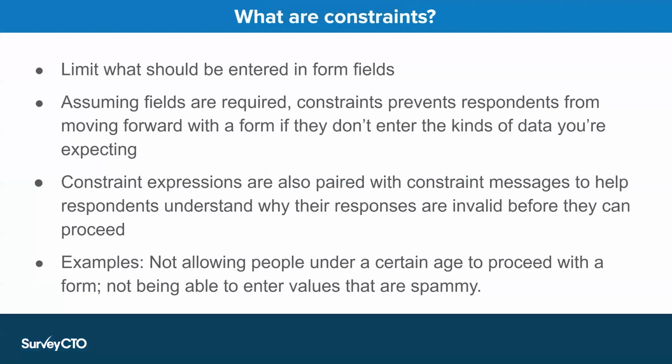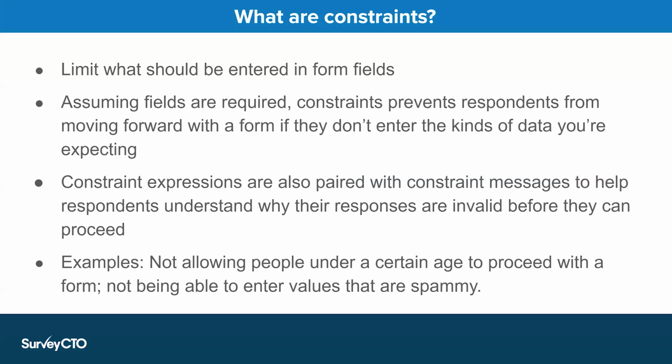In SurveyCTO forms, the first thing you specify about a field is the type of field. For example, an integer, text field, select one, and so on. This is the most basic way of limiting what can be entered into a field. For example, an integer field will only allow you to enter integers. Beyond these data types, you can include more specific limits on what can be entered into a field. And this is what we call constraints.